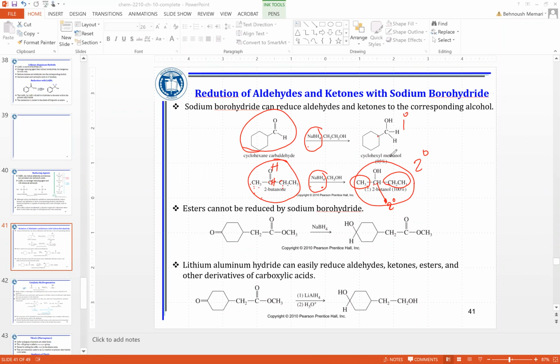Okay, following along with this next example, what are the different functional groups that we have here? We have two functional groups. This one is a ketone. And this side, what do we have here? Ester, right? That's the ester functional group. We have ketone and ester. We are adding sodium borohydride. What do we get on the product side?